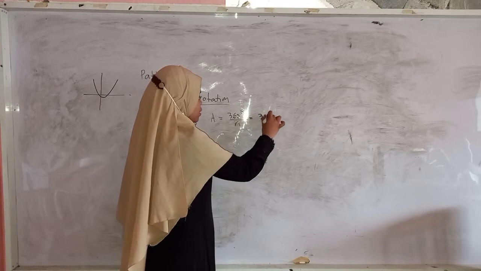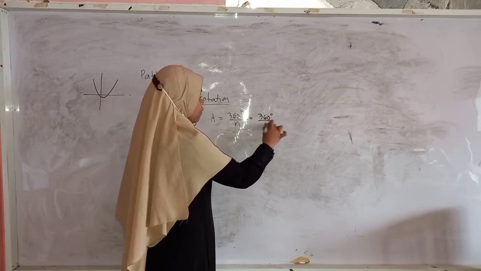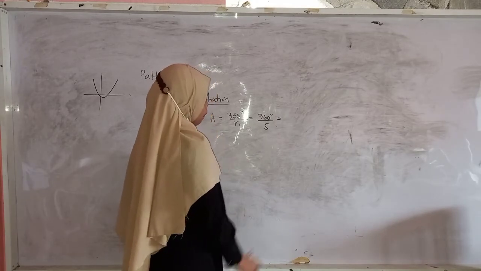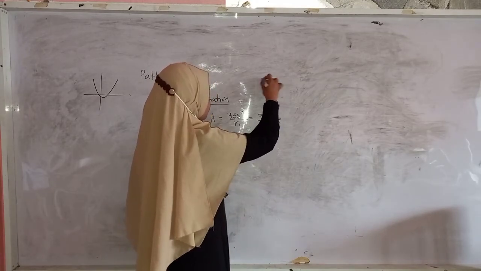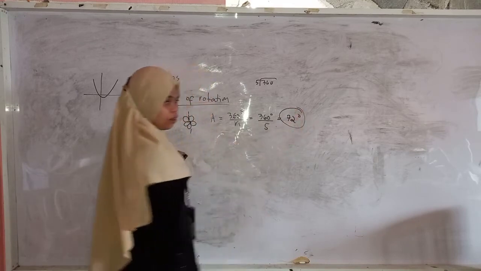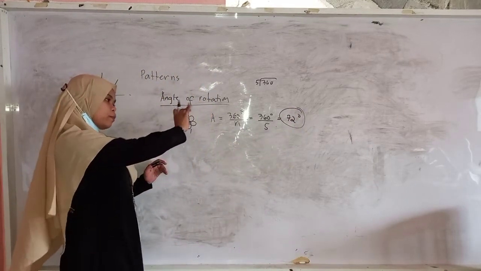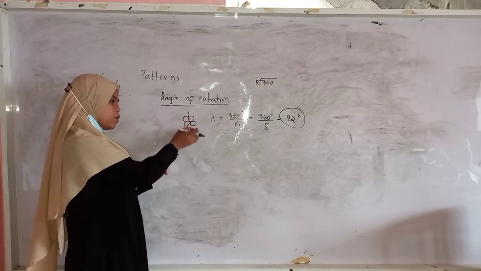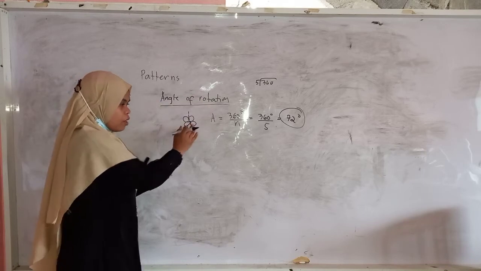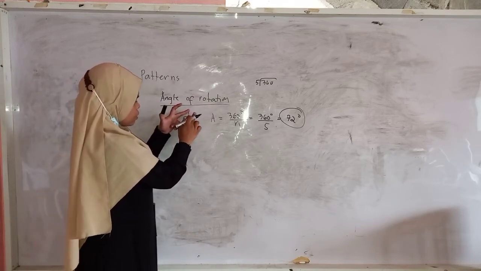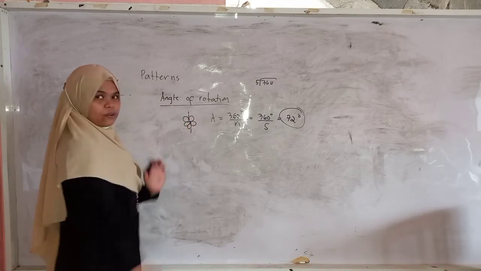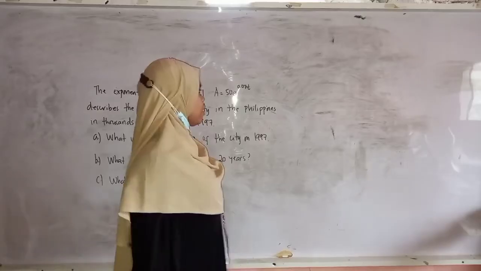So, I have 360 degrees divided by 5. So, that is equal to 360 divided by 5, that is 72 degrees. So, this is the angle of rotation. So, pag i-flip ko yan ng 72 degrees, babalik siya sa previous na position. Okay? Okay.